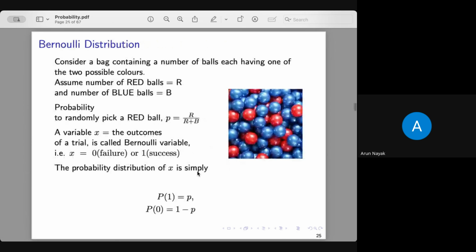So let me go to individual ones. First, let's discuss the Bernoulli distribution. The Bernoulli distribution is basically a very simple thing.